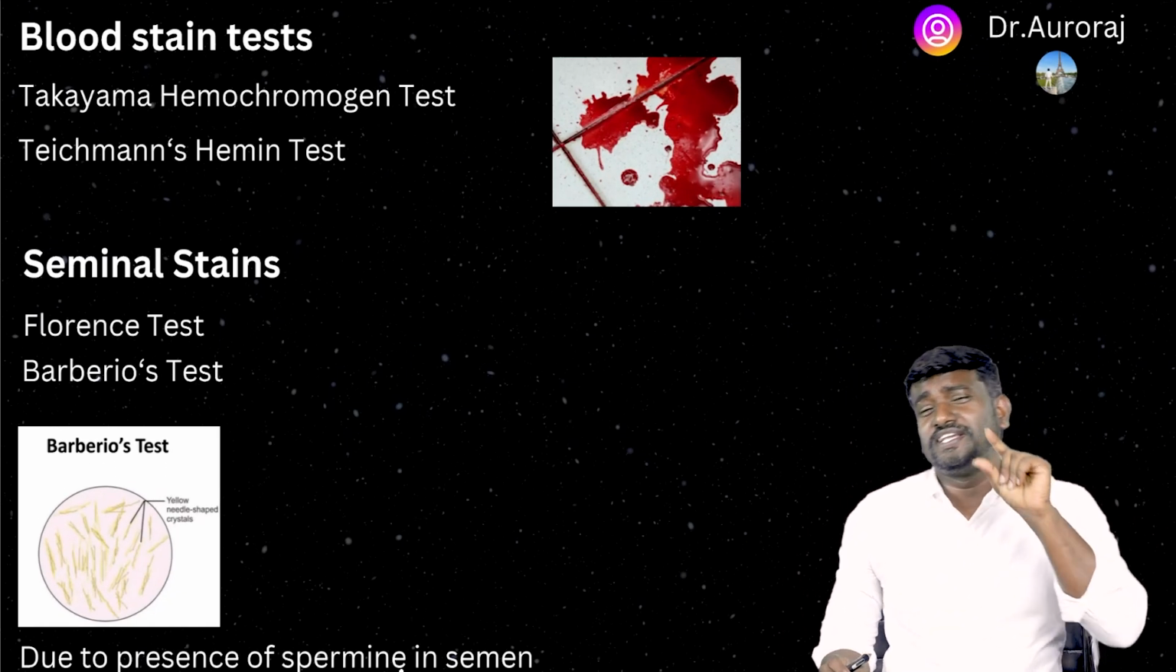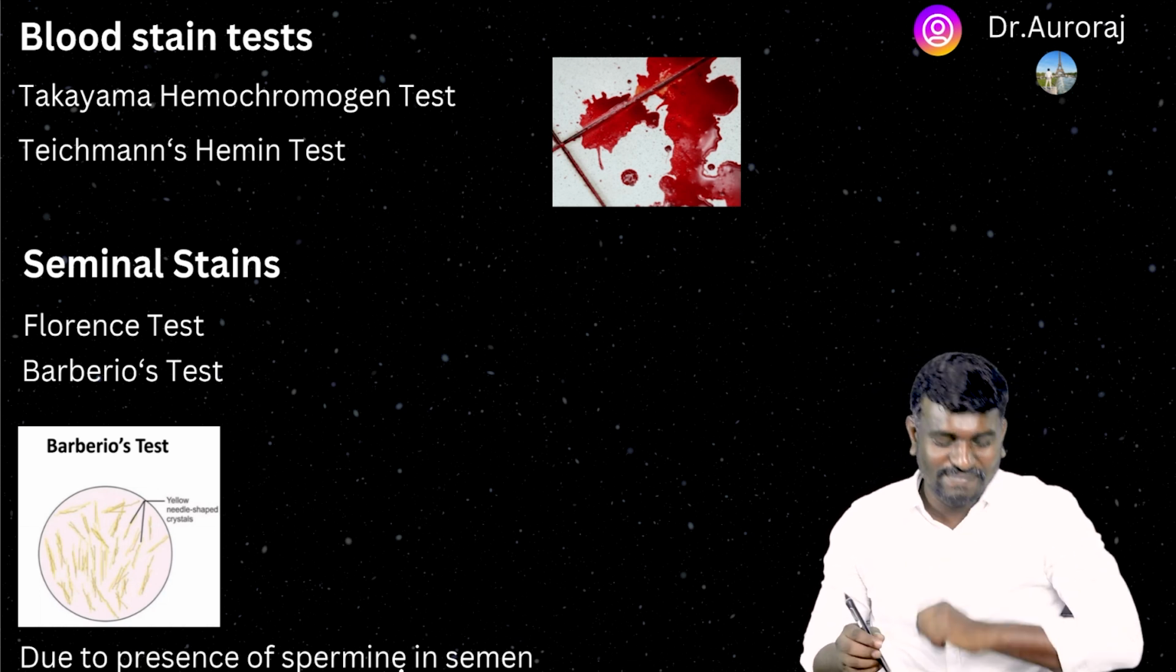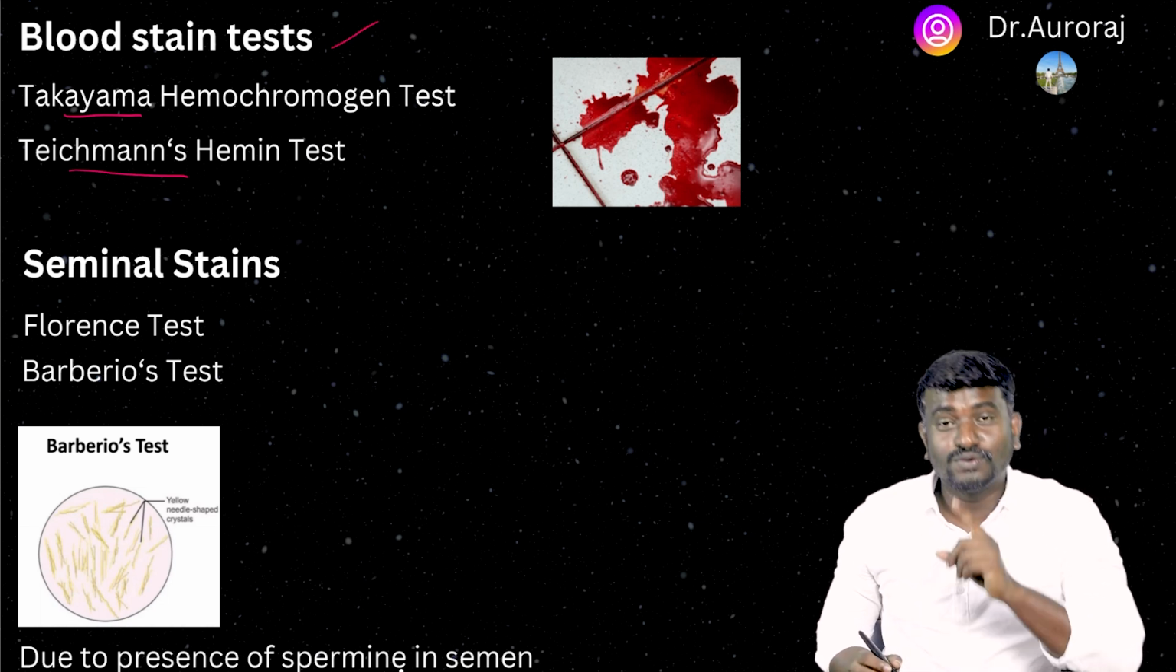Blood stain tests, you're going to remember with 2 T's. First is Takayama. Second is Teichmann. Let's revise the Takayama and Teichmann tests. This is for what? Blood stains test. Good.